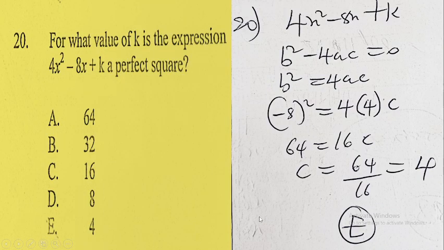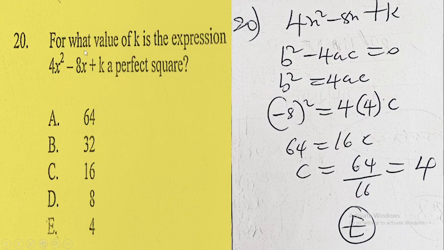Let's move to question number 20. For what value of k is the expression 4s squared minus 8s plus k a perfect square? This is a quadratic expression. What value of k will make this expression a perfect square? So there's a condition for the root of a quadratic equation to be a perfect root. The condition is b squared minus 4ac equals 0.